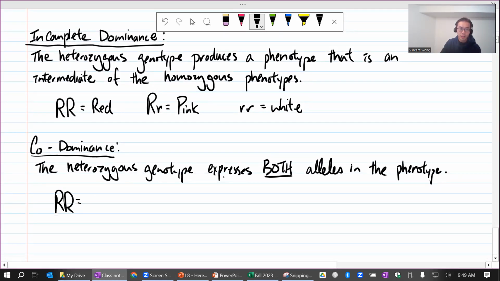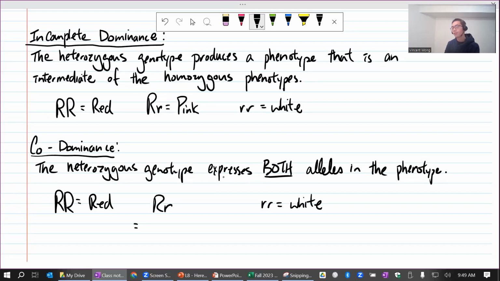So big R is red flower. Small r is white flower. Okay. So for codominance, it's not gonna be somewhere in between. You will see both. So like red flower with white spots, maybe. Or the other way around, doesn't really matter. You see both.